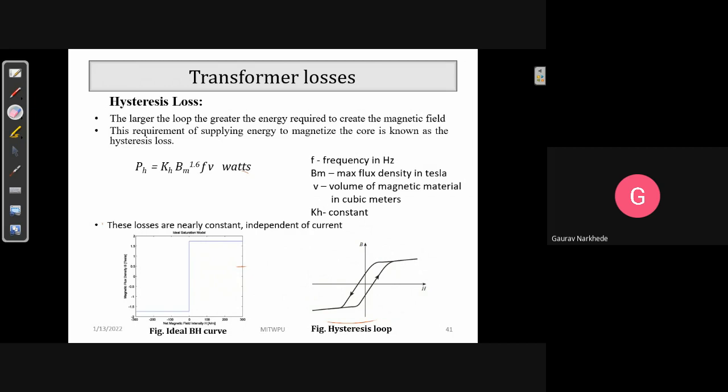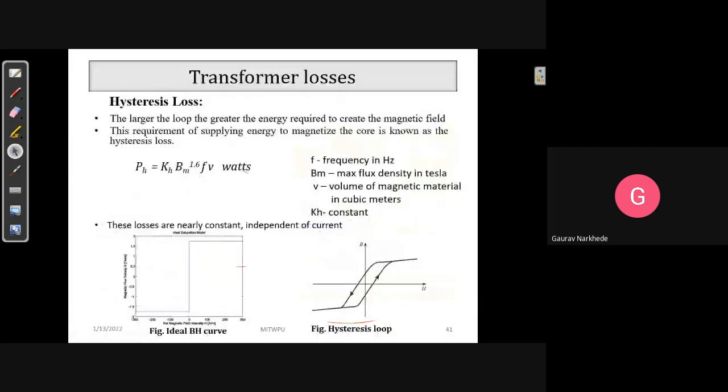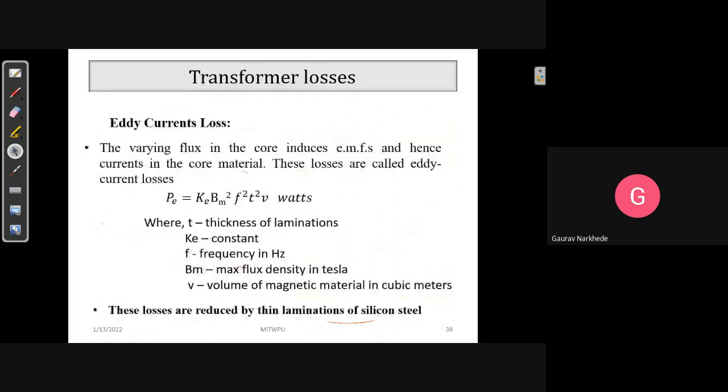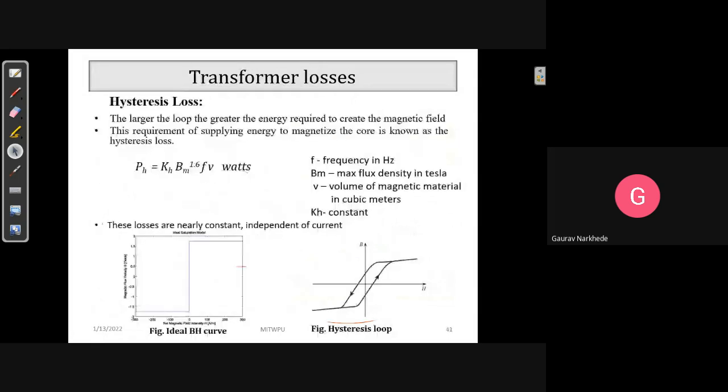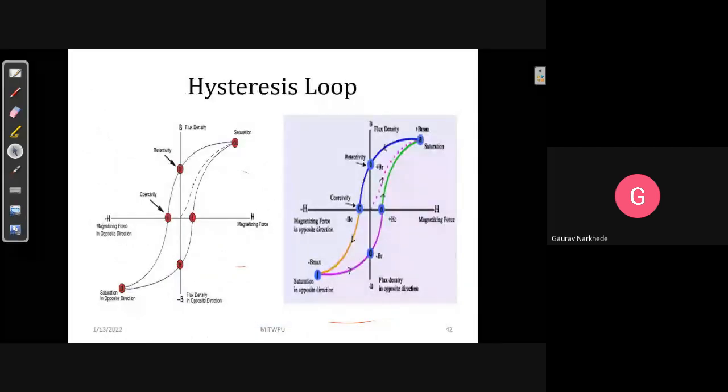So simple, the hysteresis loss which is happening in the transformer is given by this formula, right? There are basically two losses in the transformer. One is, yes, कौन सा है पहला loss? Copper loss, and second is core loss. Core loss has two types. One is eddy current loss and second is hysteresis loss, which is given by this formula. Okay?